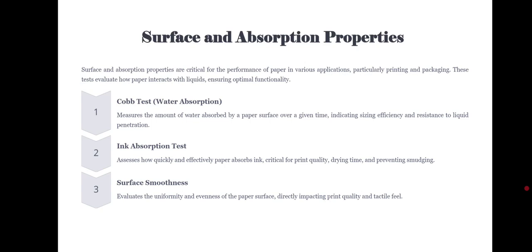Now we will explore how paper interacts with water and ink. This affects how paper handles liquid, crucial for printing and packaging. The Cobb test measures water absorption. High Cobb means low sizing efficiency. Ink absorption test ensures proper ink drying and color intensity. Surface smoothness influences tactile feel and printing clarity.